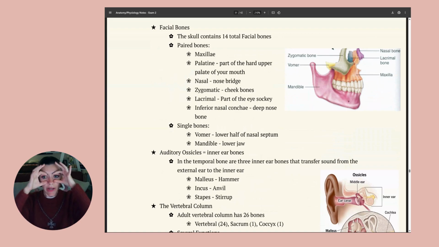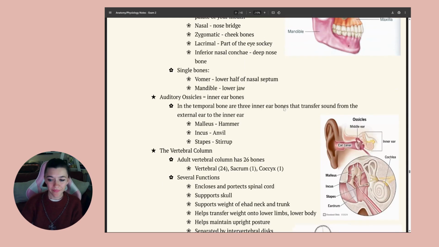Lacrimal, that is part of the eye socket. Your inferior nasal concha, that is your deep nose bone. Don't go sticking your finger up there. And then you have single bones too. That's just going to be your vomer, which is the lower half of your nasal septum. I believe you could be close to seeing that if you look really hard. And then your mandible, which is your lower jaw.